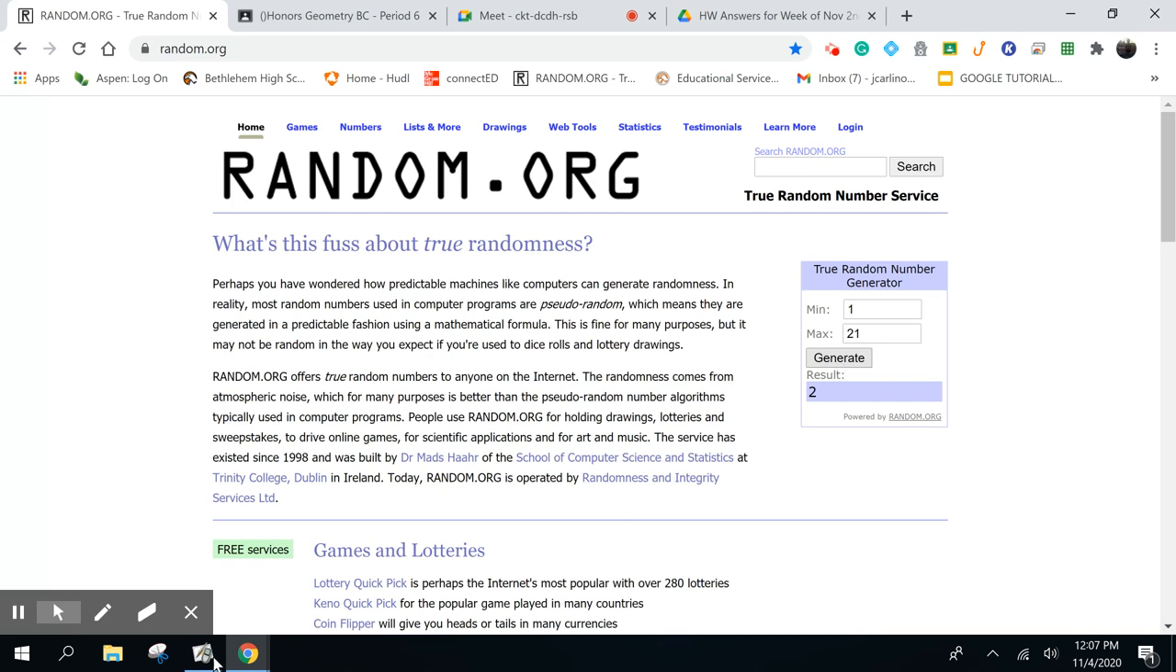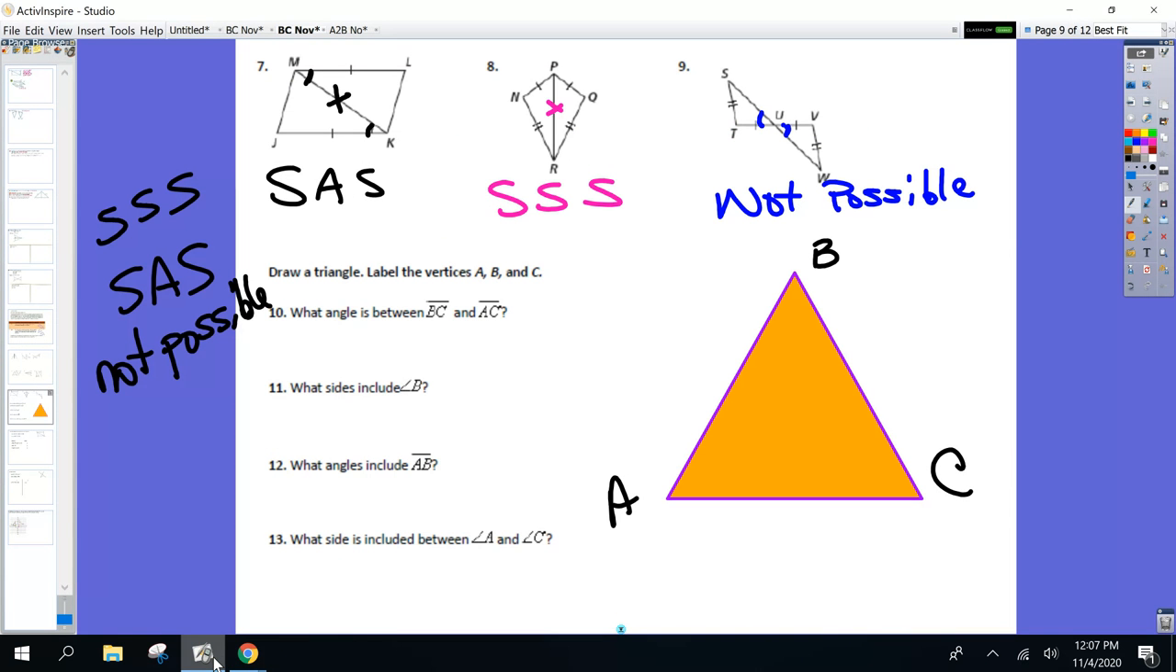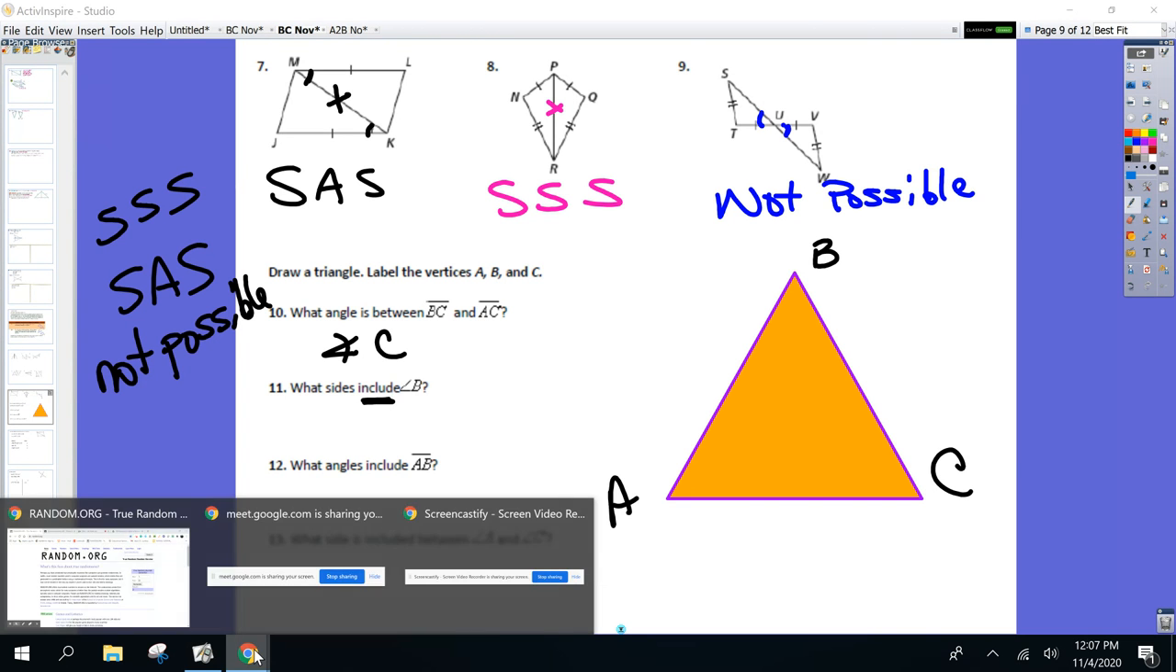Okay, let's go up top. David, what's the angle in between? Angle ACB. Yep, I'll just call it angle C, but you're right, ACB. All right, let's keep trucking. Give me the sides that include angle B. Now, when I say the word include, basically, angle B is in between what two sides? That's what includes means.